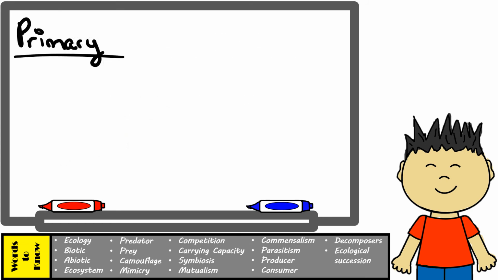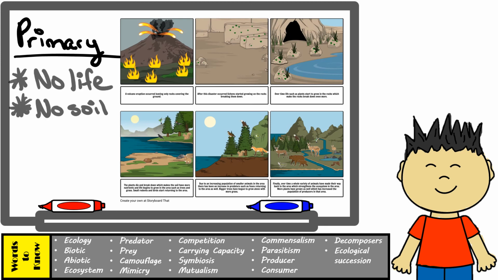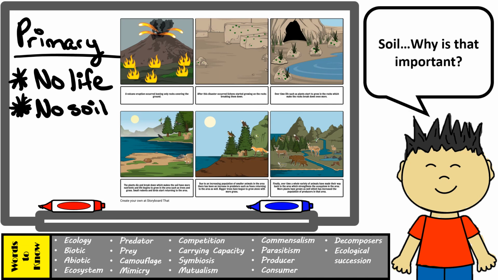First, take a look at primary succession, which takes place in an environment with a disturbance in which no living organism survived, and even worse, all the soil was removed. The lack of soil is a great way to identify primary succession. For instance, let's take a look at this example. Notice how the volcanic eruption destroyed everything, leaving behind only rock with no soil.